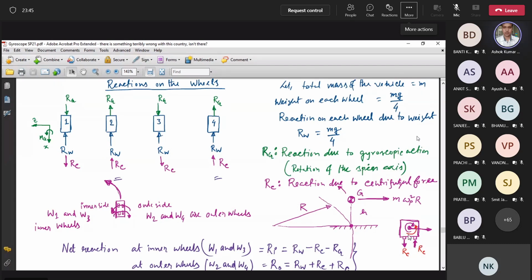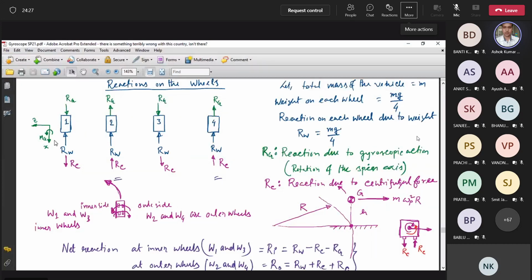Okay. If it is so, then you just see. I have shown here, suppose this is wheel one and this is wheel two. So RC is acting downward in wheel one, and RC is acting upward in wheel two. That's what we have shown. RC is downward here, RC is upward here. And the other case, 3 and 4, will be in a similar way. The only thing you just see here is that for RG and RC, we don't know the values of RC and RG. We have just shown the direction.